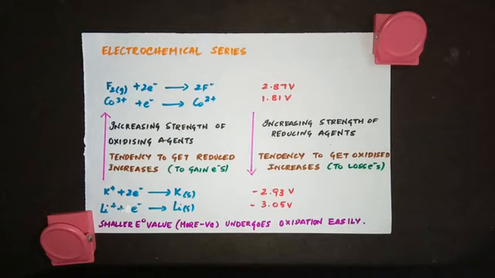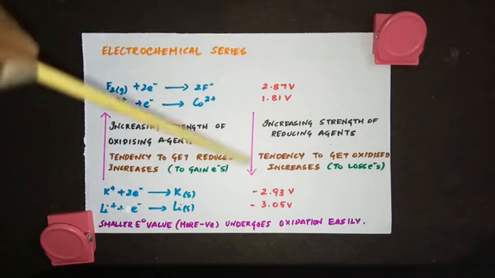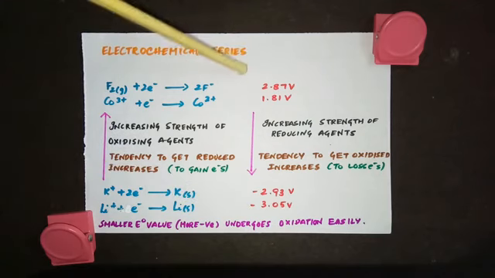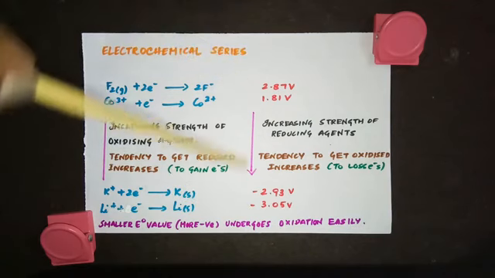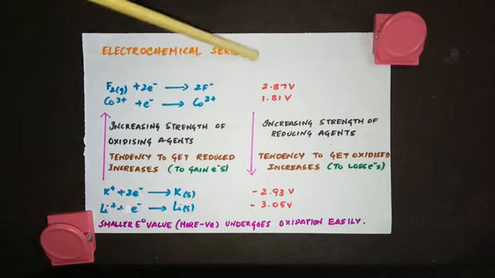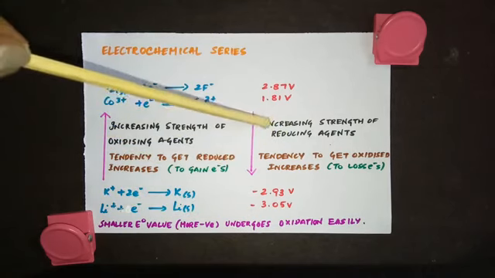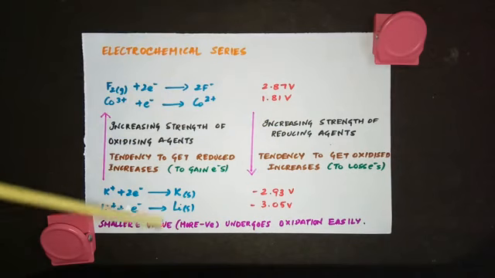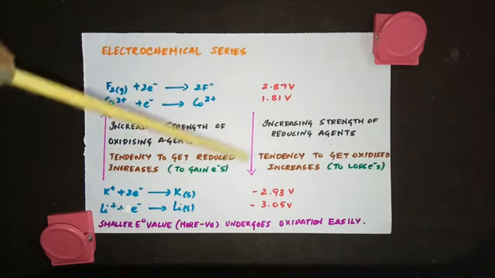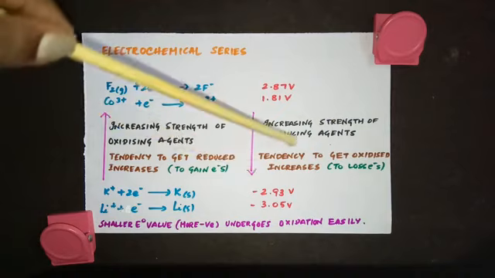So in terms of oxidation and reduction, how can you define reducing agent and oxidizing agent? If the species has more tendency to undergo oxidation, it can act as a reducing agent. So as you move down the series, the tendency to undergo oxidation increases, which means the tendency to act as a reducing agent increases. So that's what I've written here in this downward arrow: increasing strength of reducing agents. So they can act as reducing agents, which means they have the tendency to get oxidized easily.